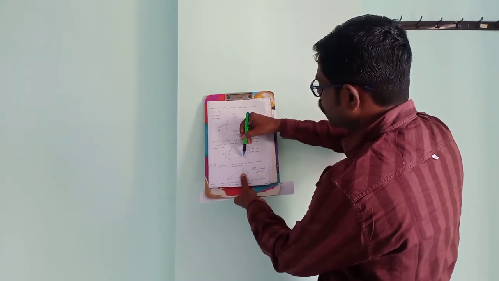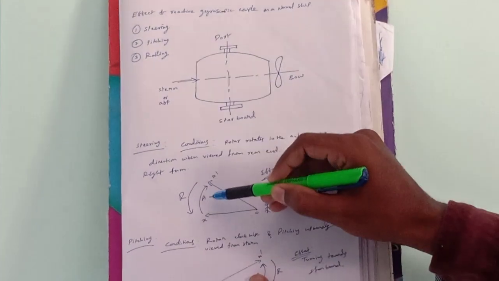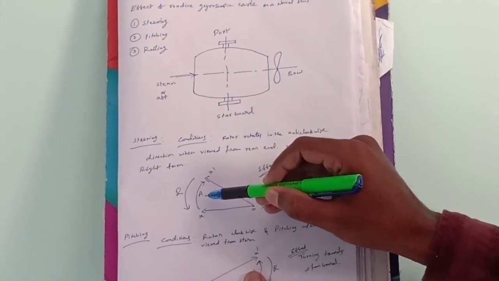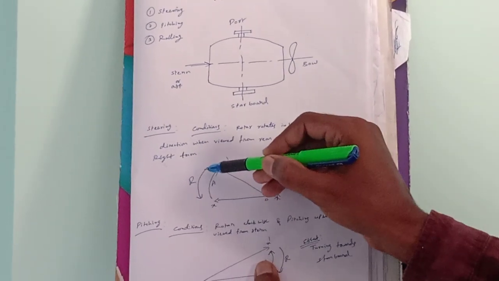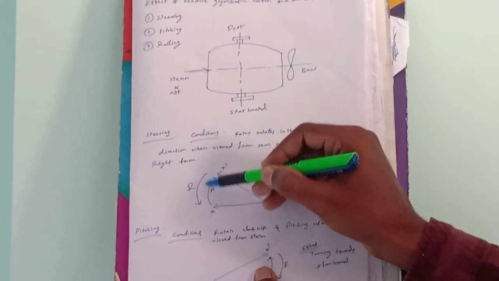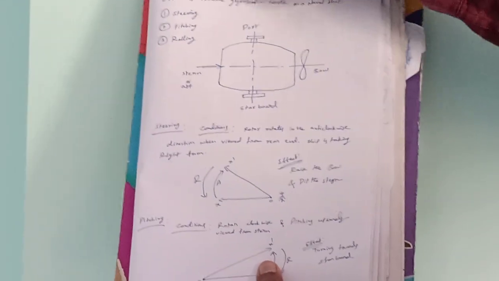So after drawing OX and OX dash, automatically XX dash gives you A, meaning active gyroscopic couple direction, and this R means reverse, X dash to X. This is the reactive gyroscopic couple direction.